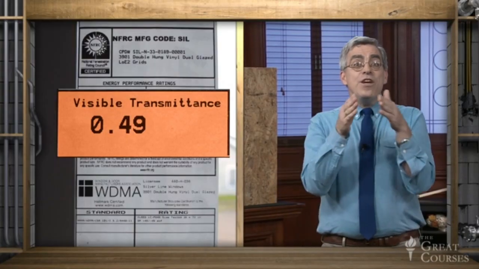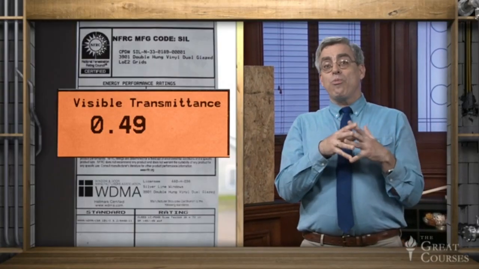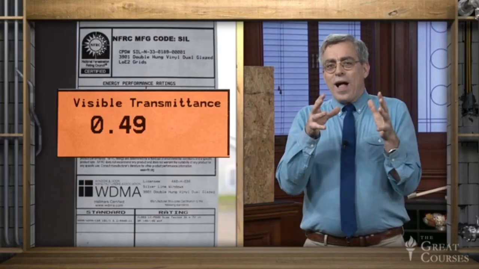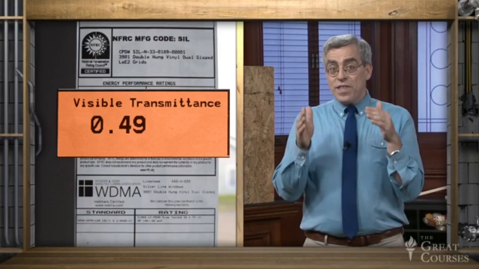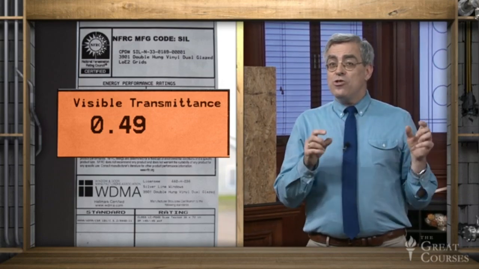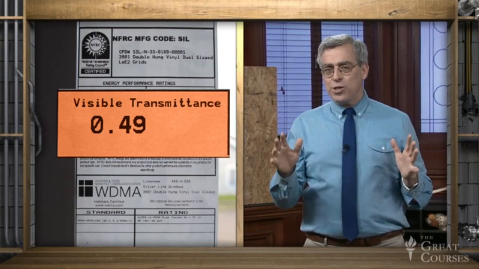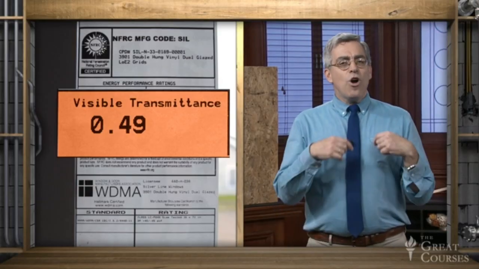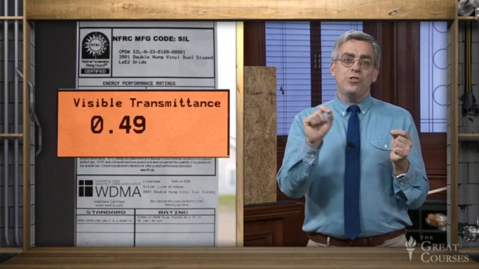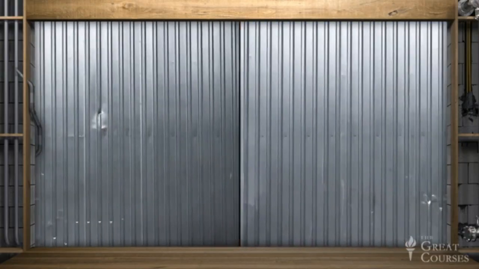If this factor is near 1, your interior will be brightly illuminated with natural light. If it's near 0, the window will act like a pair of sunglasses, keeping the interior relatively dark. Like solar heat gain, there's no good or bad visible transmittance rating. Rather, the coefficient should be selected for consistency with your planned use of the interior space.